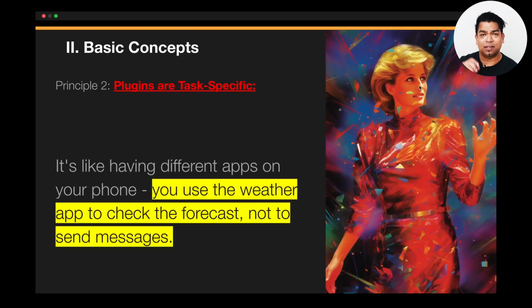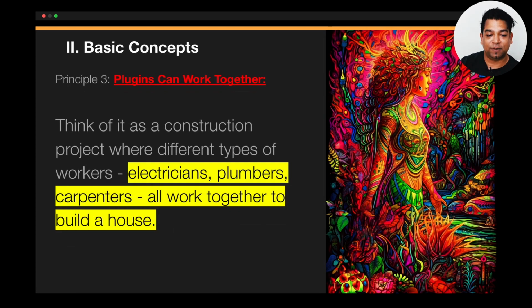The second concept is plugins are very task specific. So a plugin does very specific things depending on what you're after. So it's like having apps on your phone. You would never use the weather app to send messages. You use the weather app to check the weather and check the forecast, not to send messages or click a photograph. Just like apps, plugins do a specific task function.